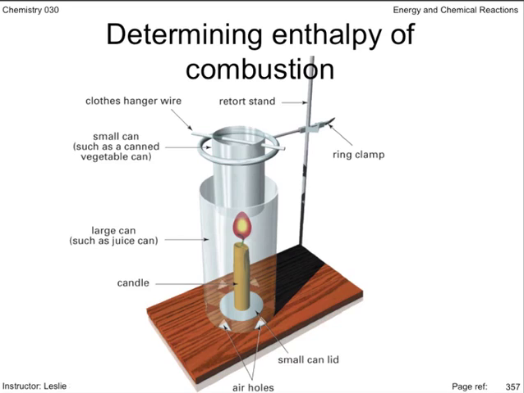This is a sample setup. Study it for a moment. Ask yourself what would be inside the vegetable can. It ain't vegetables. And why have it suspended by a clothes hanger wire? What is the purpose of the large juice can?